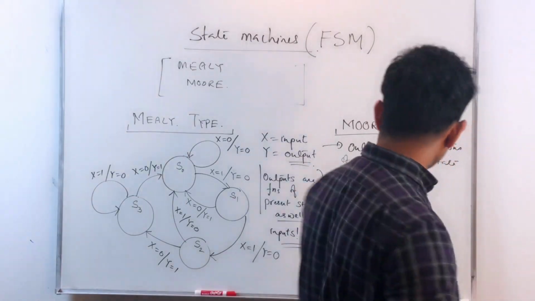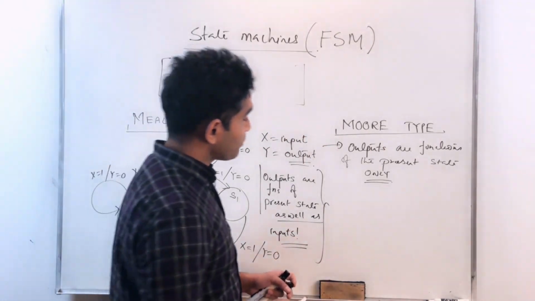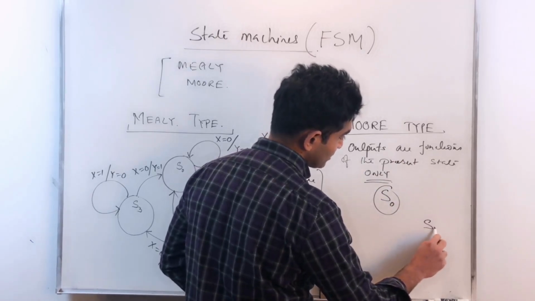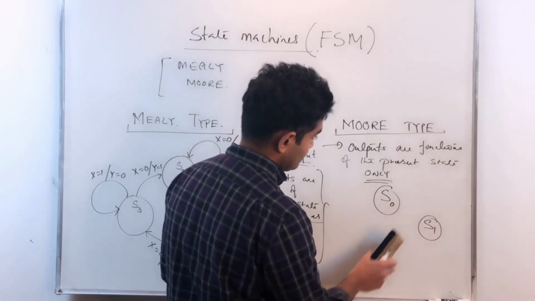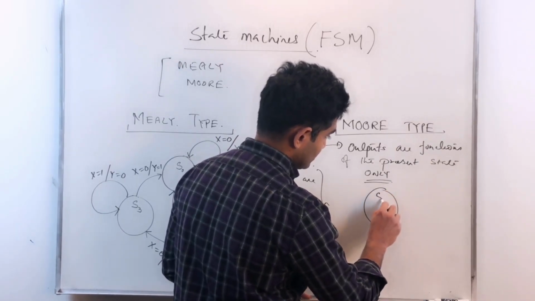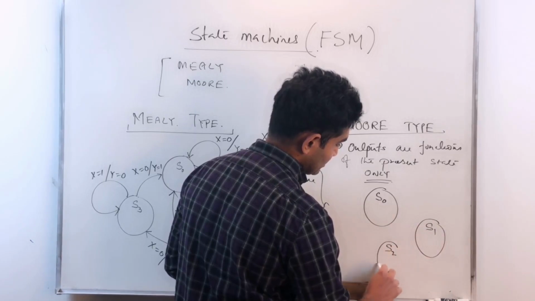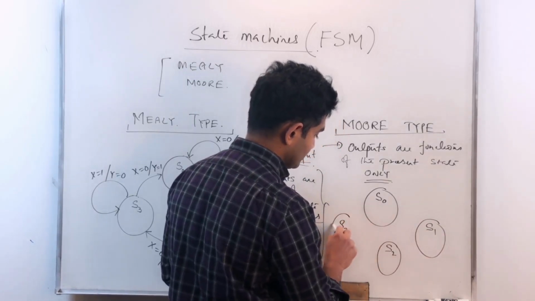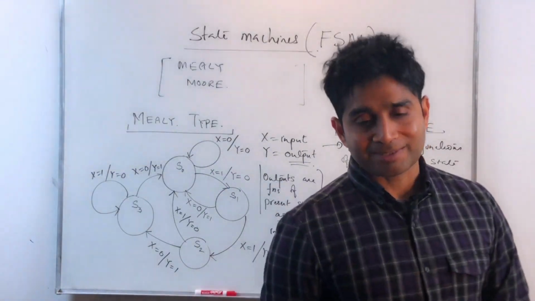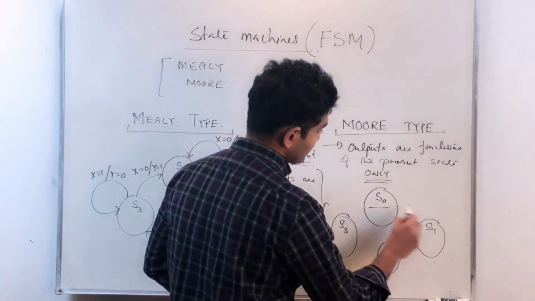All right. For the Moore type, again, let's come up with an arbitrary state diagram that would be corresponding to a Moore type state machine. So let's say I have 4 states, S0, S1, S2, S3. Now in this case, because my outputs are only functions of the present state, I would specify the output along with the state. Okay, so in this case, this is how I would specify.